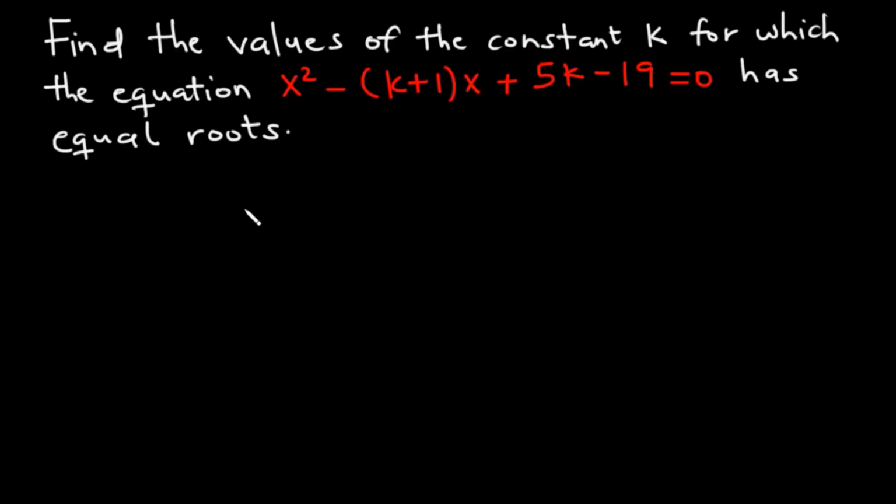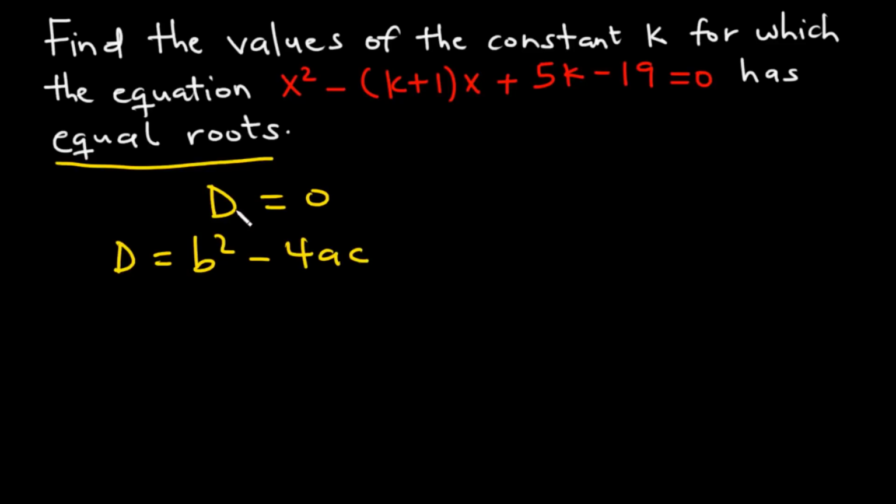Find the values of the constant k for which the equation x squared minus (k plus 1)x plus 5k minus 19 equals 0 has equal roots. From the previous lecture, we learned that a quadratic equation has equal roots if the discriminant is equal to 0. We know that the discriminant is given by d is equal to b squared minus 4ac.